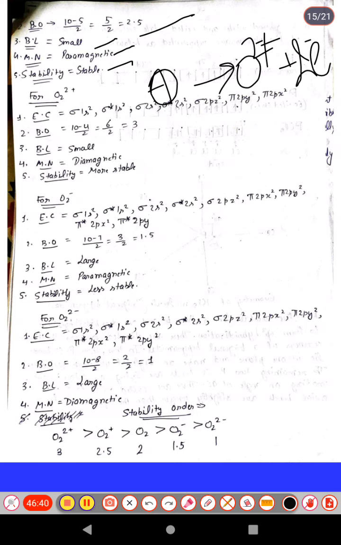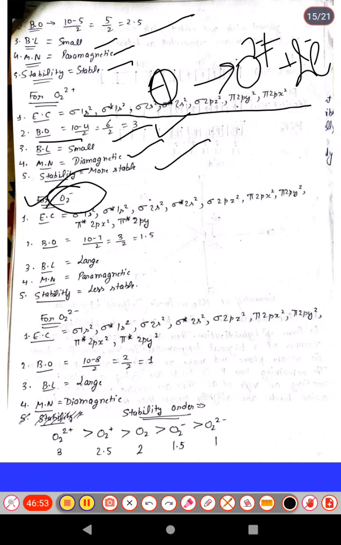The electronic configuration is written here and the bond order can be calculated, that is 3. The bond length is small, the magnetic nature is diamagnetic and it is more stable. Similarly, O2 1 negative means gaining 1 electron. So the electronic configuration is written here and the bond order is 1.5, the bond length is large, the magnetic nature is paramagnetic and it is less stable.